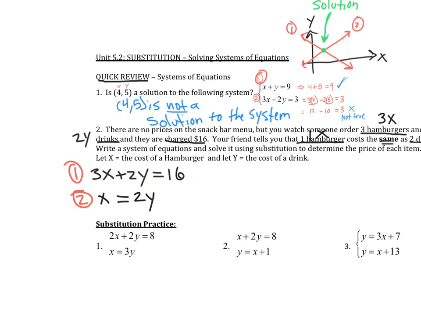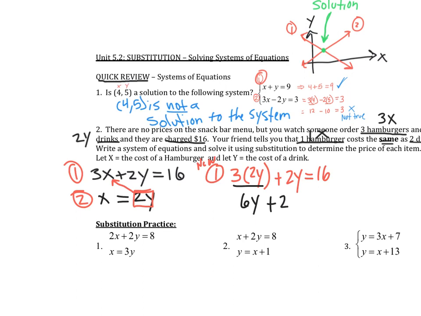So let's rewrite equation number 1 with the substitution of placing 2y right there. So here's our new equation number 1. Says 3 times, instead of x, 2y plus 2y equals 16. Now let's go ahead and simplify this and solve for y. We have 3 times 2y, which is 6y. 3 times 2 is 6, plus 2y equals 16. And then I have y's common, like terms. So 6y plus 2y is 8y.